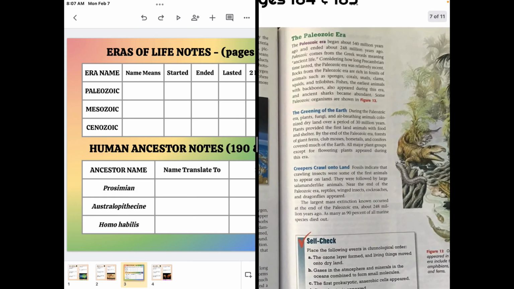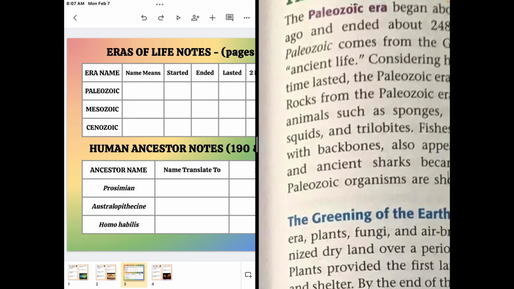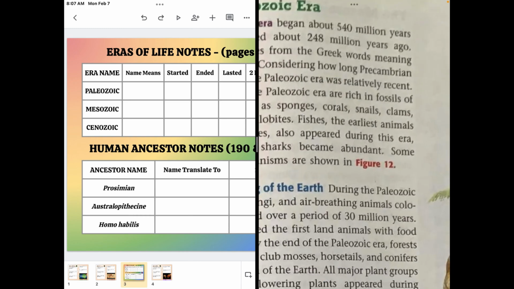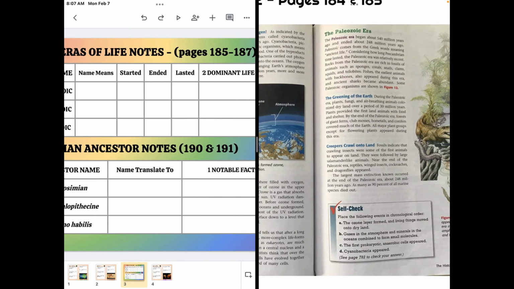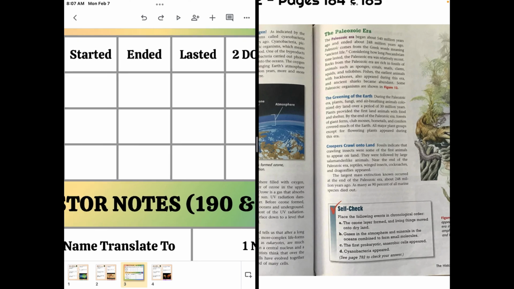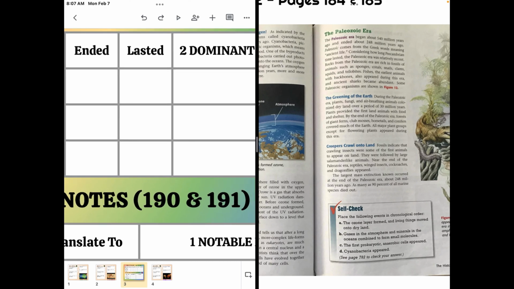So for the Paleozoic, in here they tell you what the Paleozoic means and when it started and ended. And then for the last stage, you just take the start date minus the end date and you subtract.